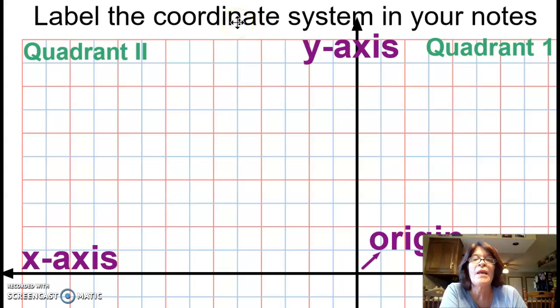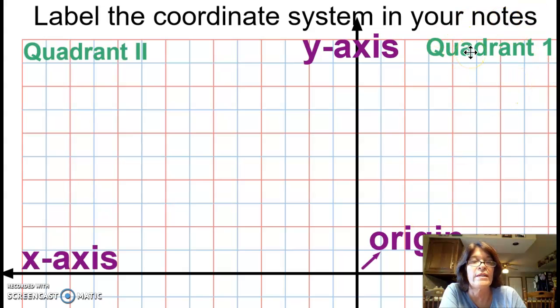It's blank. I want to make sure that you note that the vertical axis is called the y-axis, if you would label that. The horizontal axis is called the x-axis. Where they cross is called the origin. And these two lines, the vertical and the horizontal axes, they cut the coordinate system into 4 quadrants.